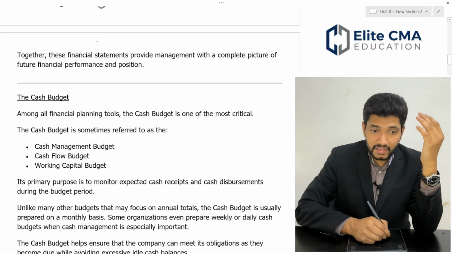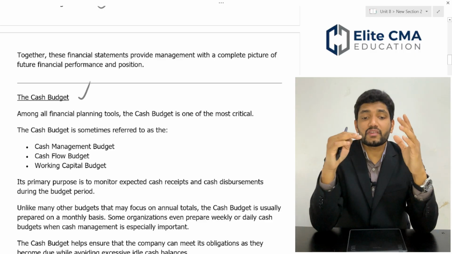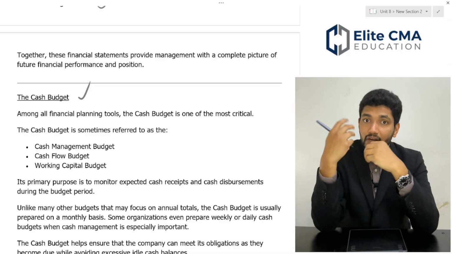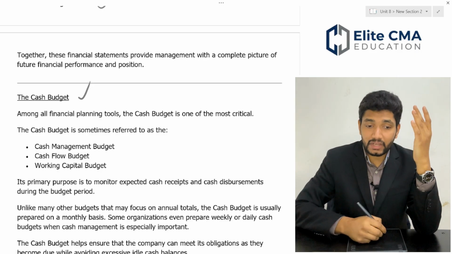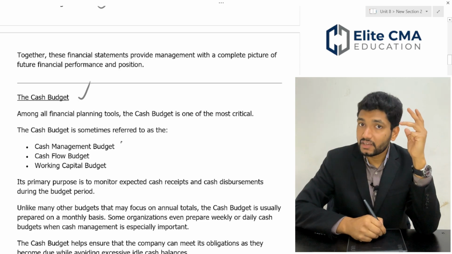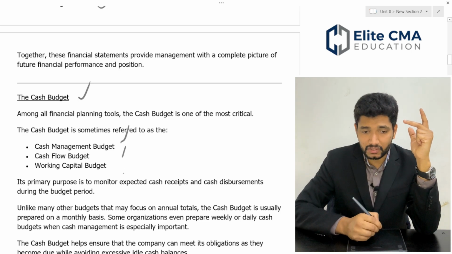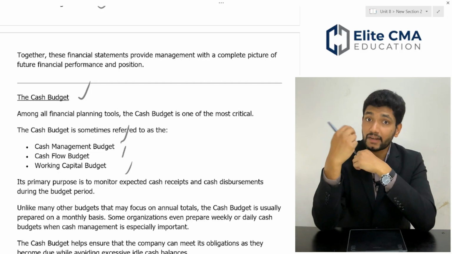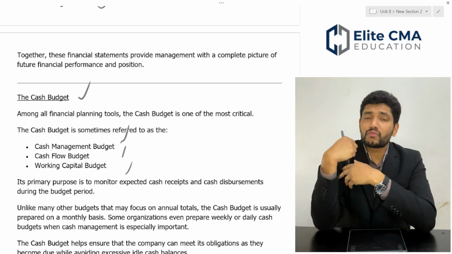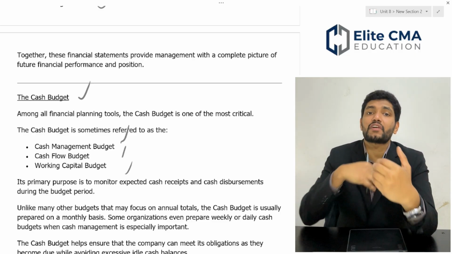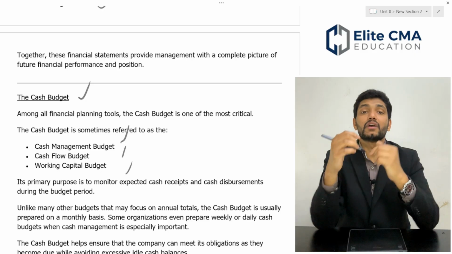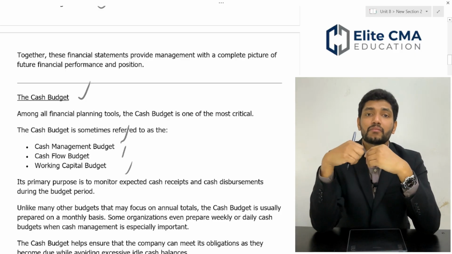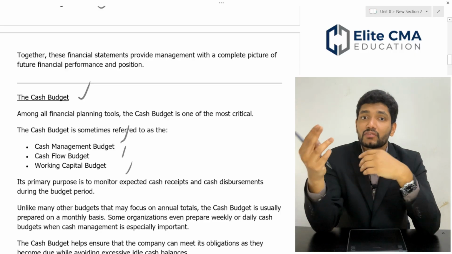Now the next component, that is the cash budget. The cash budget is one of the most critical tools, because we know that without proper liquidity or cash, the business cannot run its operations. The cash budget is sometimes referred to as the cash management budget, cash flow budget and working capital budget. It is normally prepared on a monthly basis, or even a daily or weekly basis, because there should be sufficient cash available in the business when it is required. So the cash budget is normally prepared for a shorter period of time, like a week or a month at maximum.